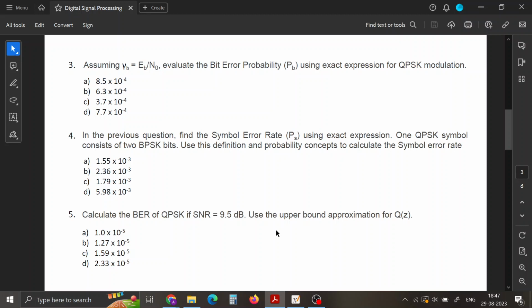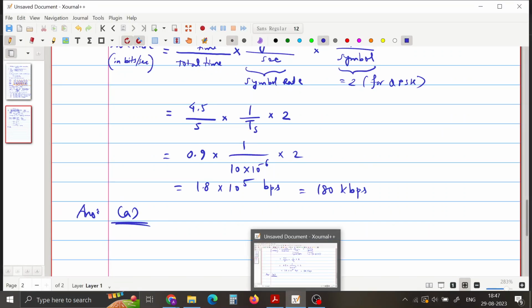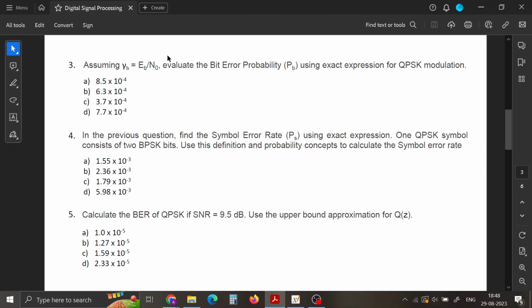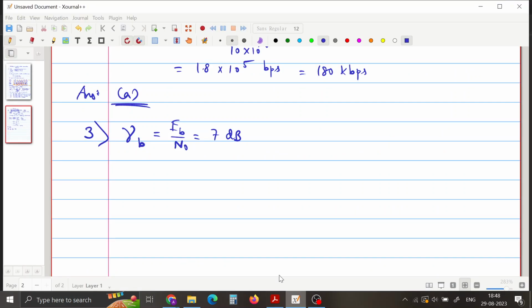Okay, I think there's actually a typo in the third question. This gamma B value is not mentioned. Okay, so this gamma B, your Eb by N naught, is actually given to be 7 dB. My apologies for this. It's not printed here in the question. Of course you need that information, otherwise how will you find the bit error rate?